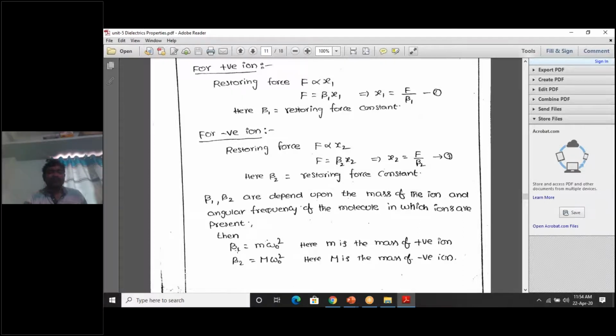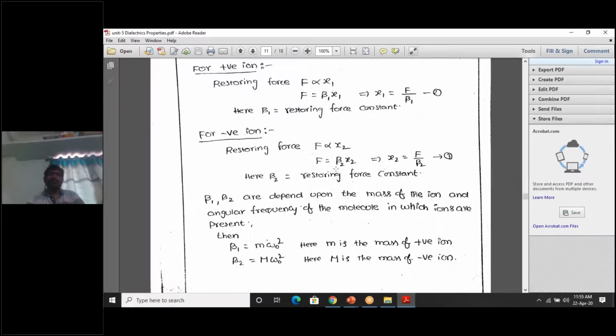Yes, beta 1 is equal to, if we add these two, you would get this expression. Beta 1 is equal to the mass of the positive ion, small m, into omega naught square. What is omega naught square? The square of the angular frequency. Similarly, beta 2 is equal to capital M, the mass of the negative ion, into omega naught square. So here we got the beta 1 and beta 2 values. Substitute in the above expressions.